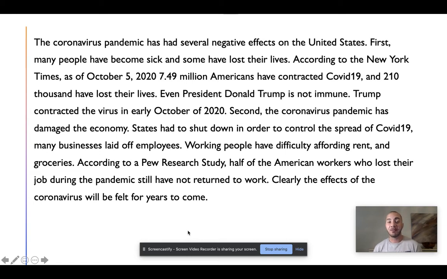So here's our paragraph without the appropriate transitions. I'm going to just go ahead and read it for you, and then we'll look at it with the appropriate transitions so we can see the difference in emphasizing the cause and effect pattern.